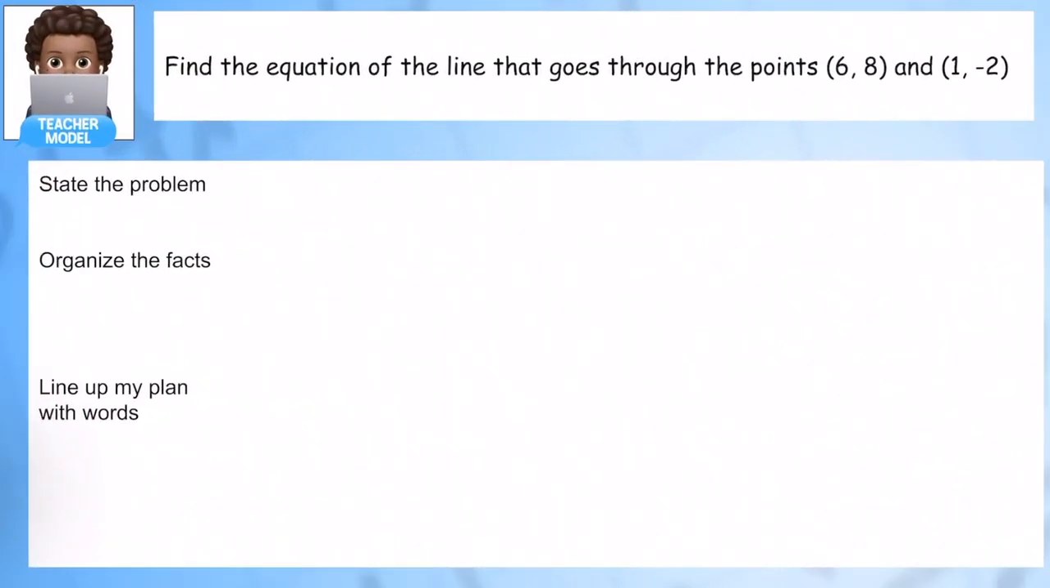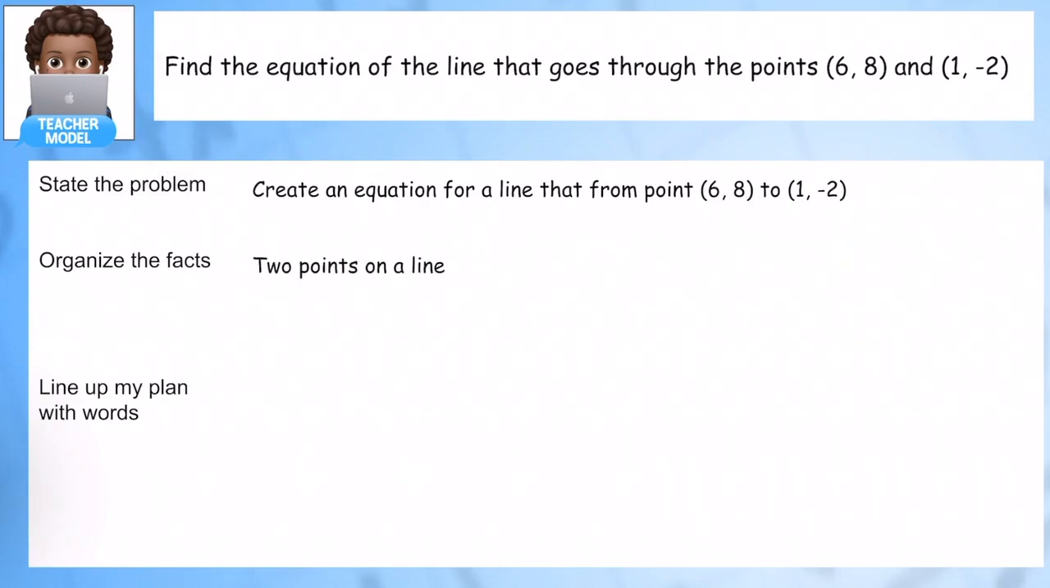All right, this one's pretty cut and dry. It's a 1-sentence problem. Find the equation of a line that goes through the points (6, 8) and (1, -2). So we have the coordinate pair. So pretty much that's our goal, to create the equation that goes from that point to the other point.